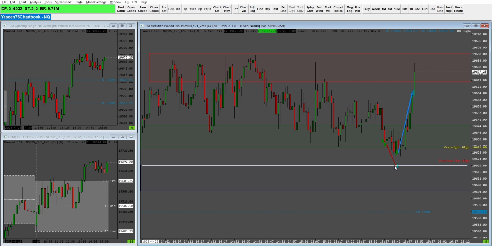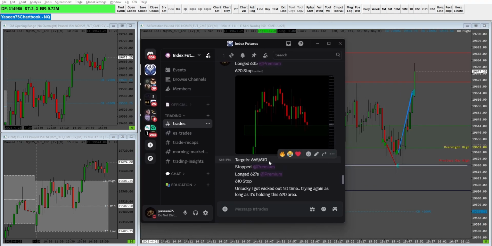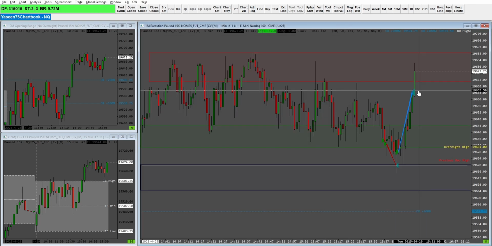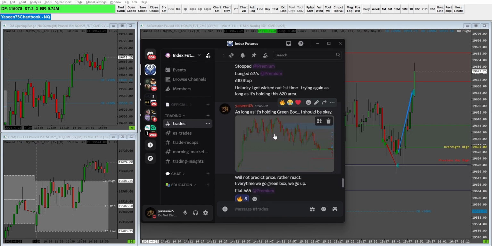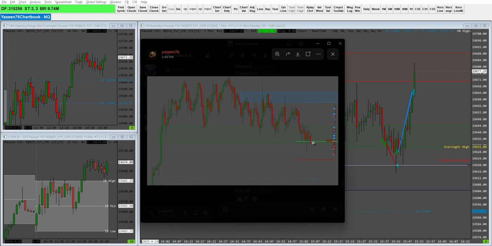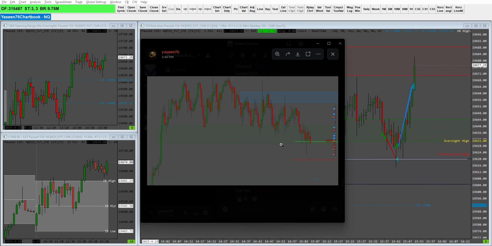Unfortunately I got stopped out there, but when I saw that it wicked up and held the same area, I tried again with a stop just a tiny bit under this area, and then my TP was at 665 that I called out beforehand. So if you see targets 665, 670, I basically just got all out right before MOC. I said as long as it's holding the green box, I should be okay. Remember, this is all before price is even moving. So if you see here, this is basically when price is down here, right?